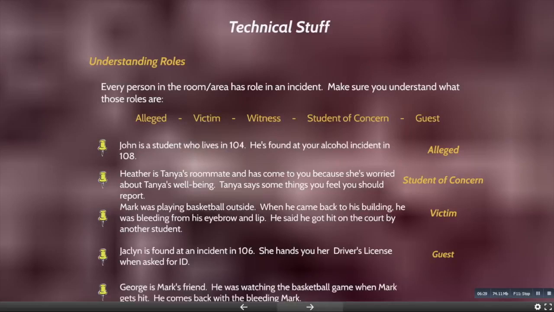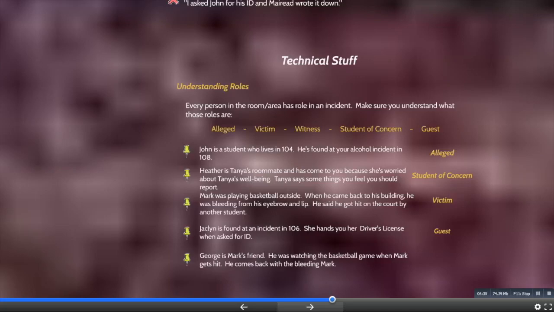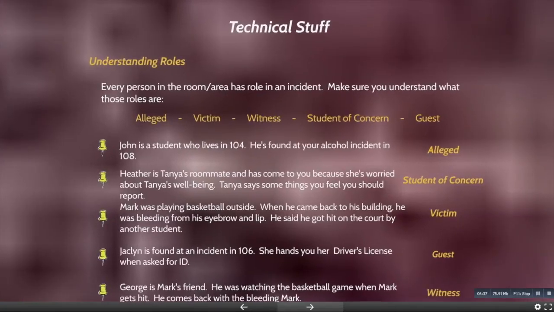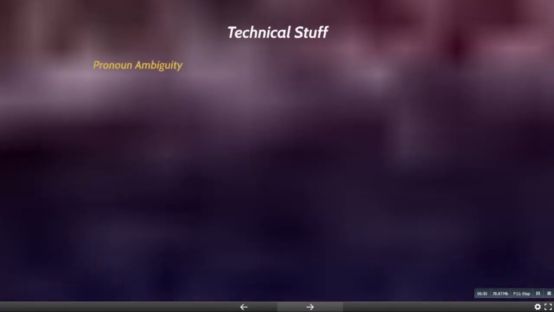And finally, we have George, who is Mark's friend. George was watching the basketball game when Mark was hit, and he came back with Mark, who was bleeding. In this case, George is a witness. He is someone who saw the incident happen and has some information that he can share about the incident. So it's important that you know the distinction between all of those.